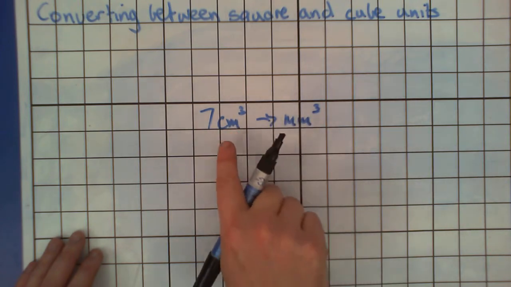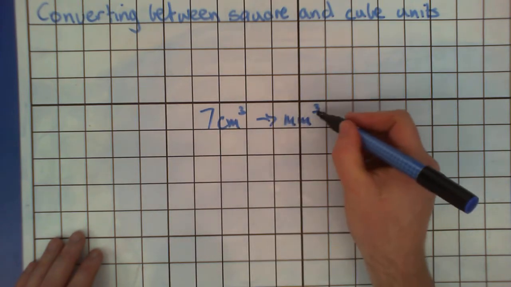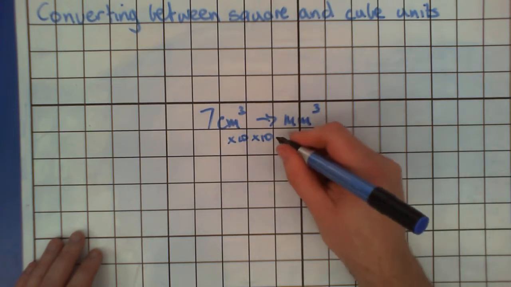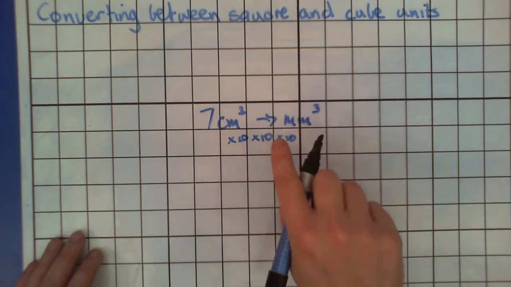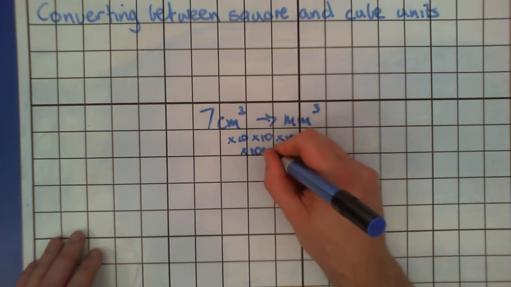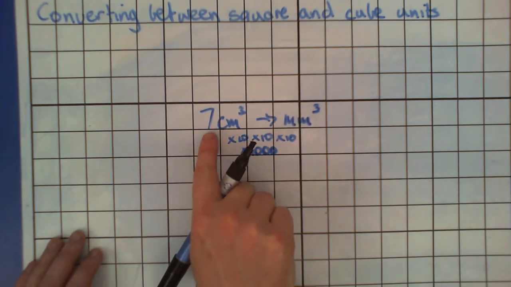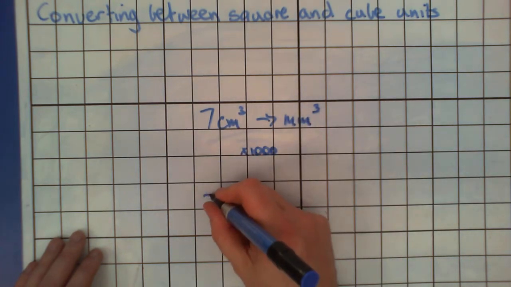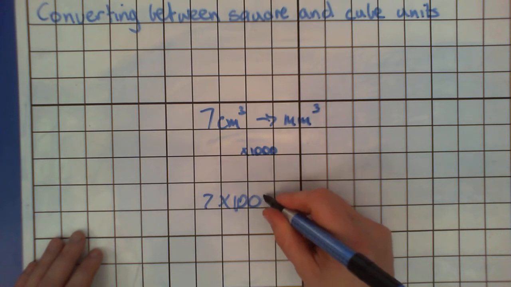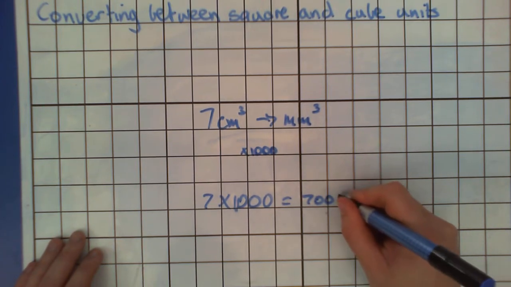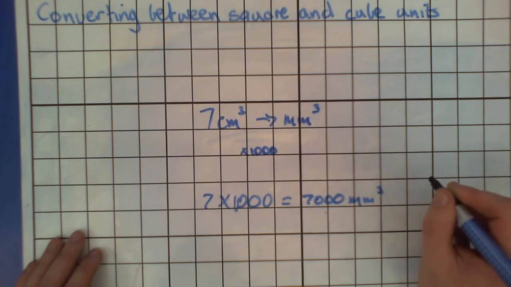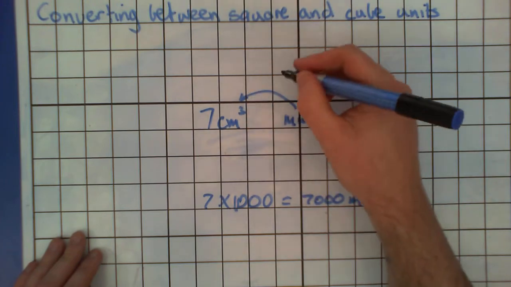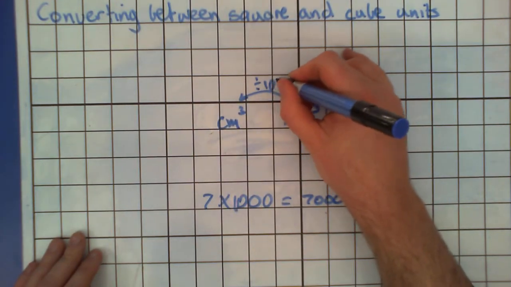That means I need to do my conversion from centimeters to millimeters 3 times. That is times by 10 for our length, times by 10 for our width, times by 10 for our height. 10 times 10 times 10 is the same as timesing by 1,000. So to convert centimeters cubed to millimeters cubed, I have to times by 1,000. So 7 times 1,000 gives me 7,000 millimeters cubed. And if I need to go the other way, I would divide by 1,000 this time.